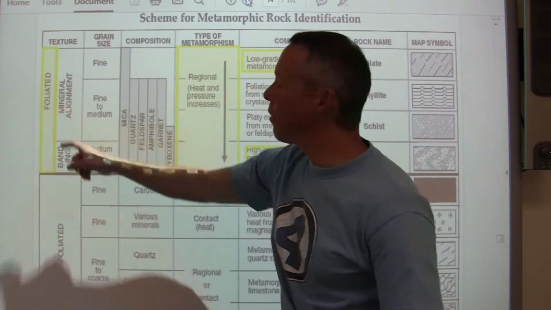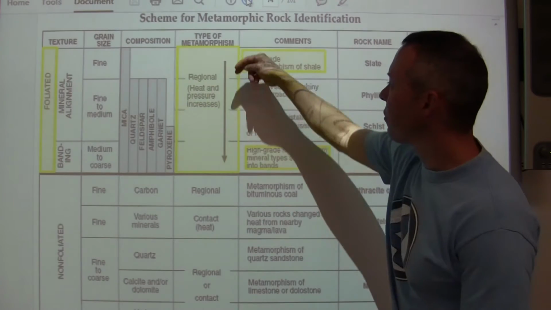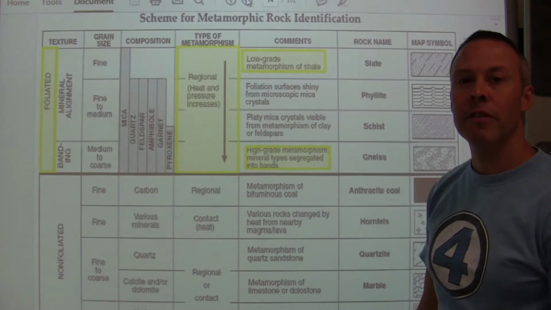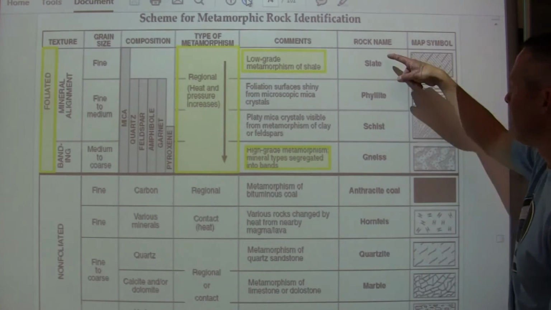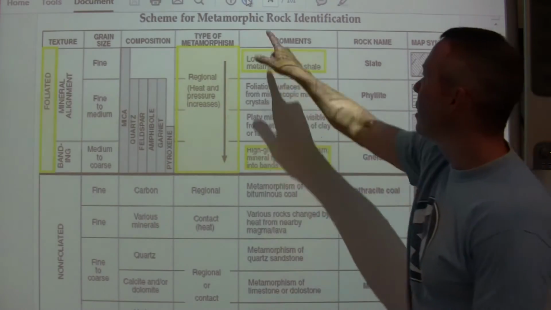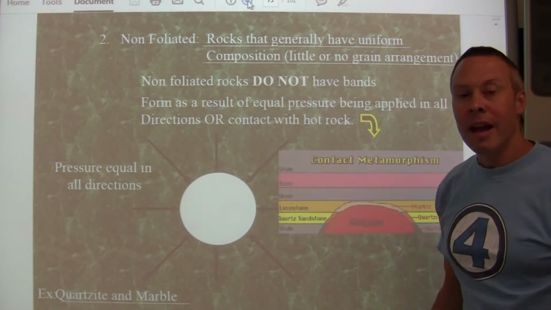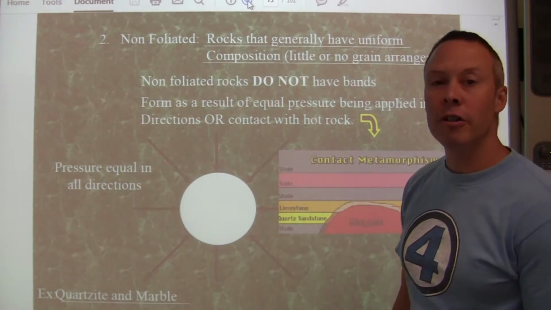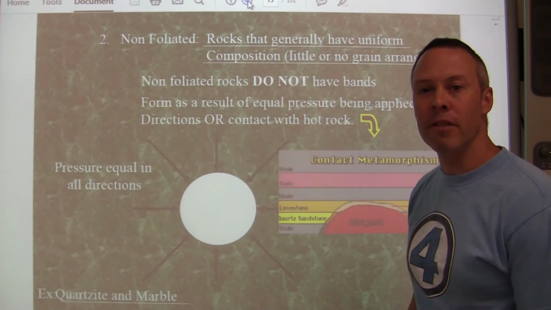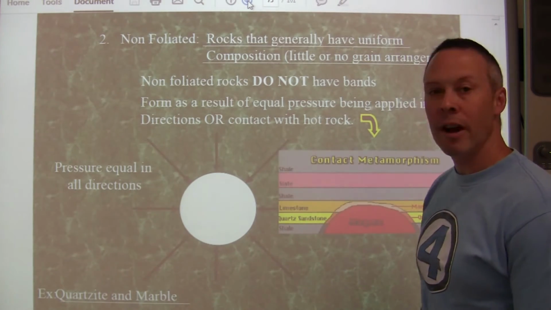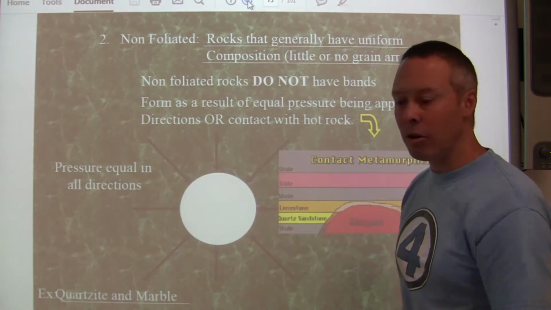They are listed here under foliation or mineral alignment. And what they're saying is as you go down, the heat and pressure increases, so you get thicker and thicker bands, and they're all different types of foliated metamorphic rocks. The non-foliated metamorphic rocks are much harder to distinguish because they don't have any unique properties like banding that stick out with your eye. And that's because the pressure is coming on from all different directions.